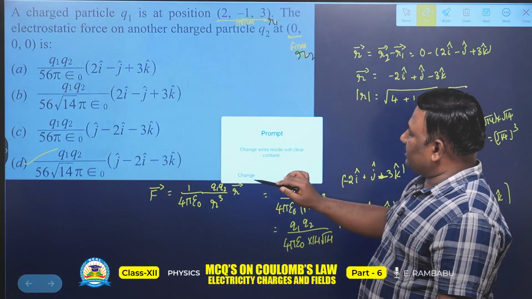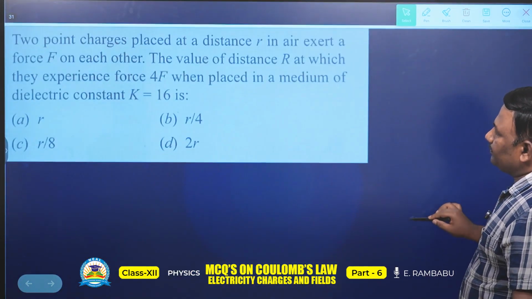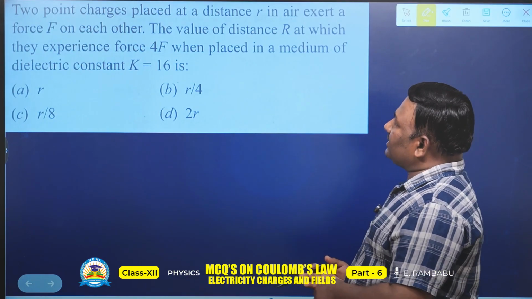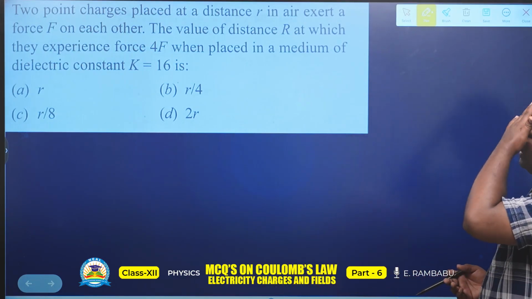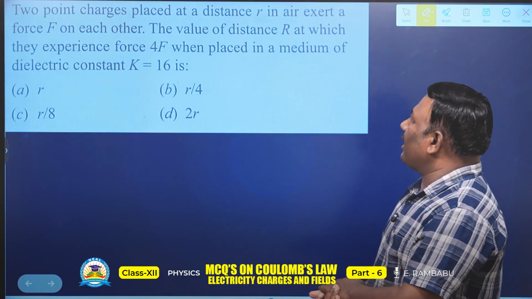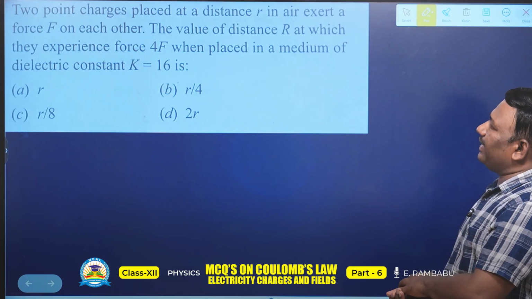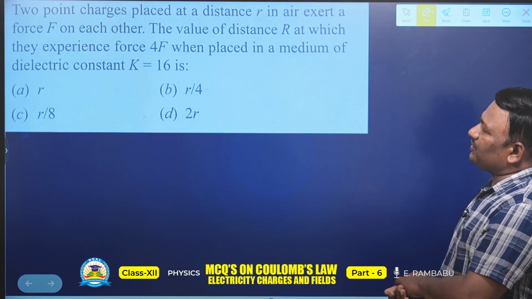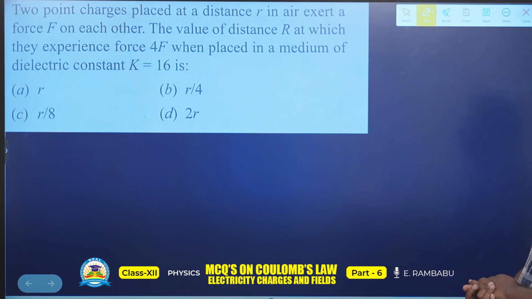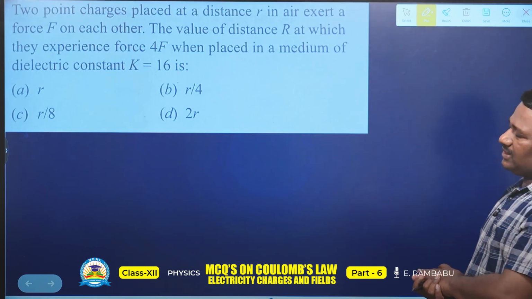And the next one is, now here, 2 point charges placed at a distance r in air exert force F on each other. The value of distance capital R at which they experience force 4F when placed in a medium of dielectric constant K equal to 16.